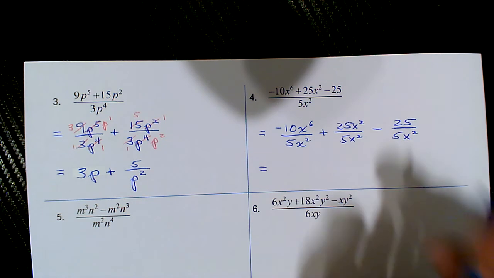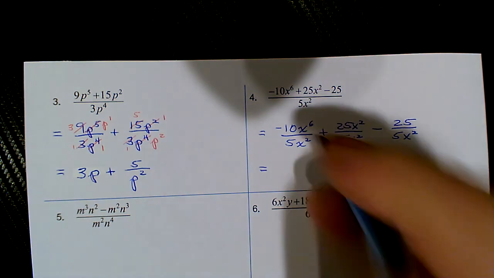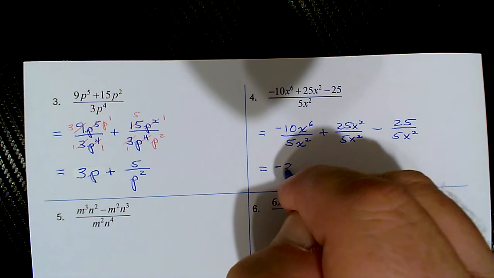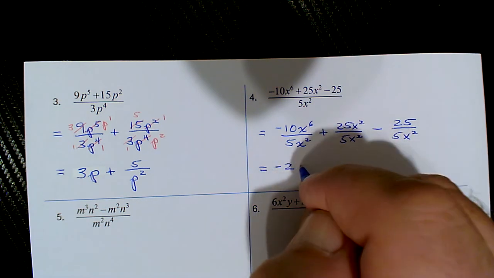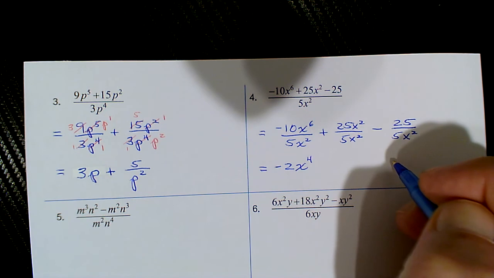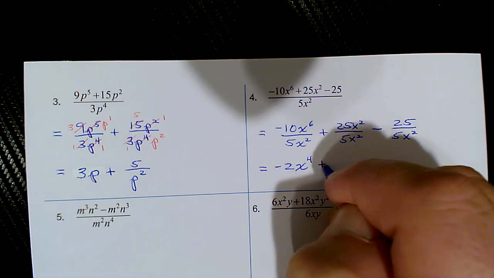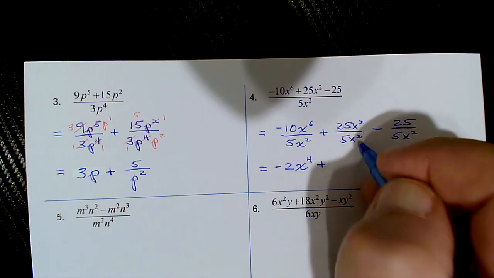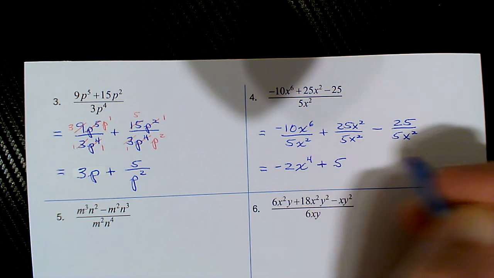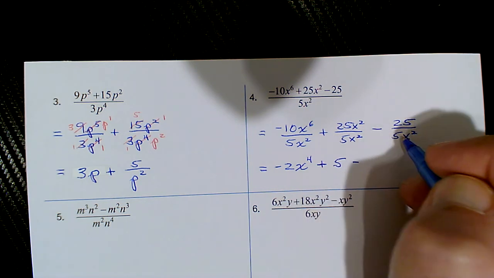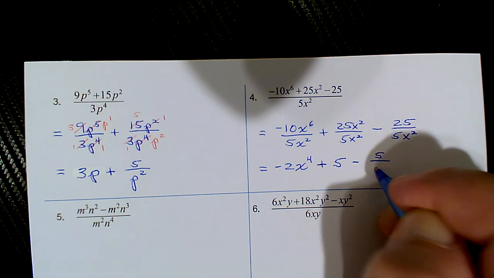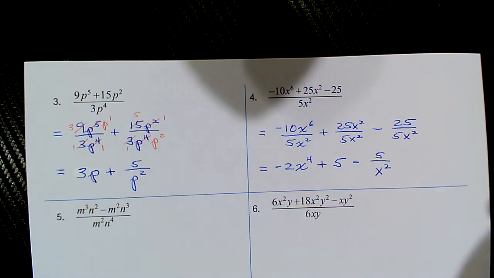And then we think of cancellation, however you like it. 5 goes into negative 10 negative 2 times. X to the 6th over x squared is x to the 4th, subtracting exponents or thinking of cancellation. Here, 5 goes into 25 5 times, and these x squareds cancel. So we just simply get plus 5 there. And then here we have minus 5 goes into 25 5 times, but this x squared that's in the denominator has to stay.